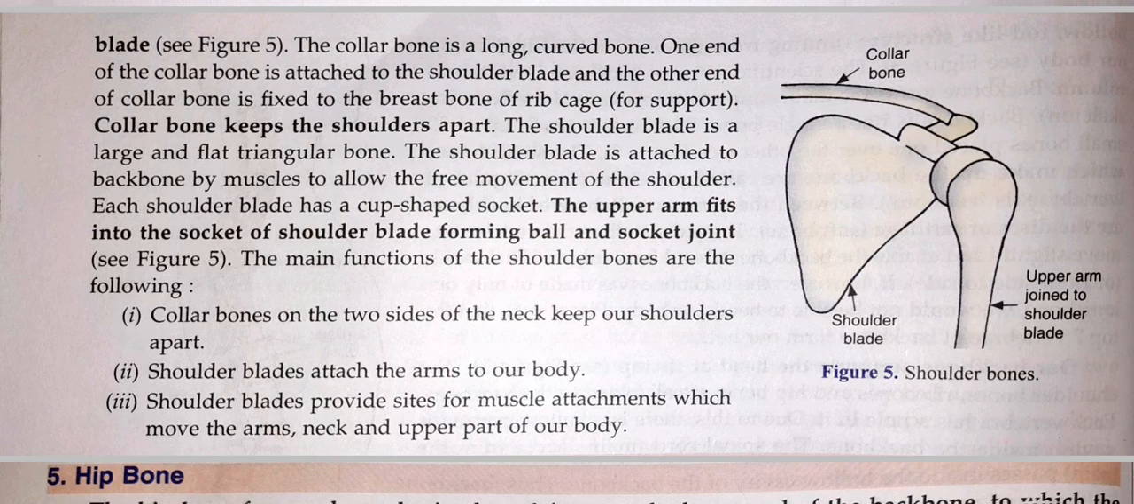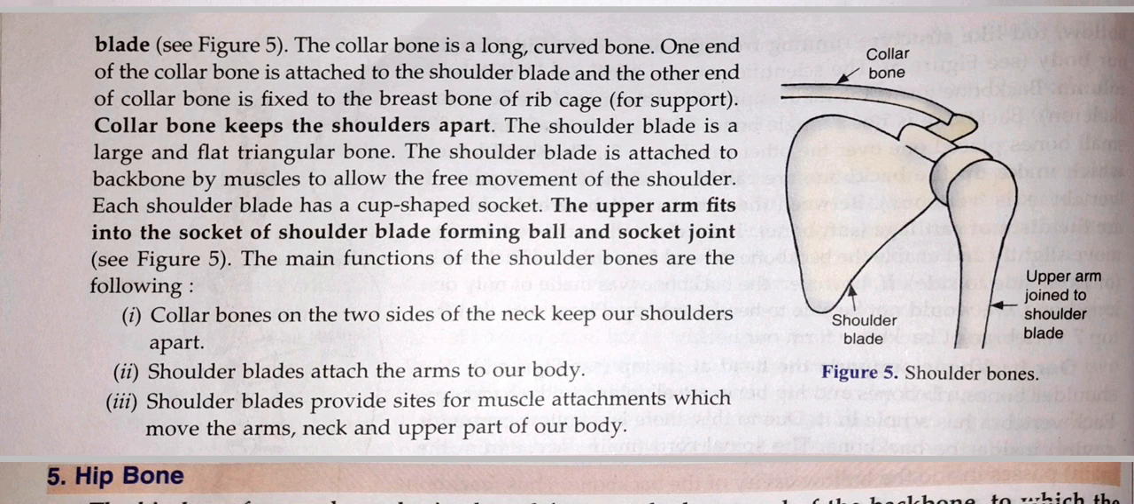So the collar bone keeps the shoulders apart. ये हमारा shoulder है वो एक दूसरे से जुड़े क्यों नहीं है? Because the collar bones keep the shoulders apart. Shoulder blade is a large, flat triangular bone. Shoulder blade is attached to the backbone by the muscles to allow the free movement of the shoulder. The upper arm fits into the socket of the shoulder blade, forming a ball and socket joint.